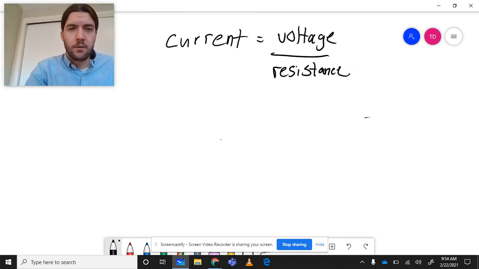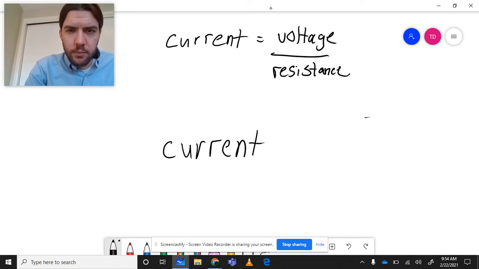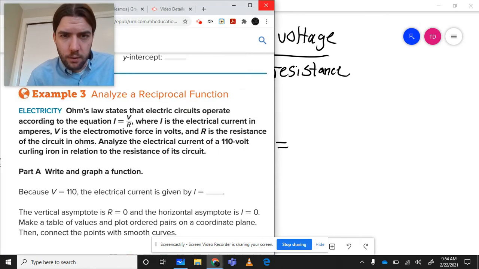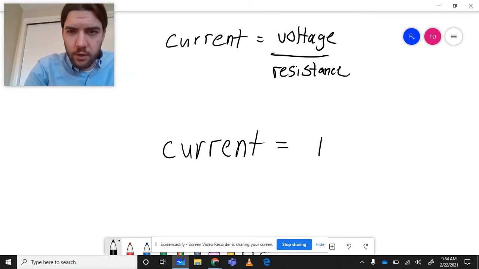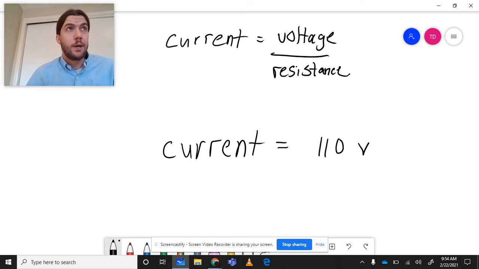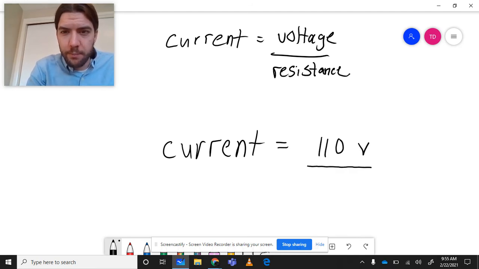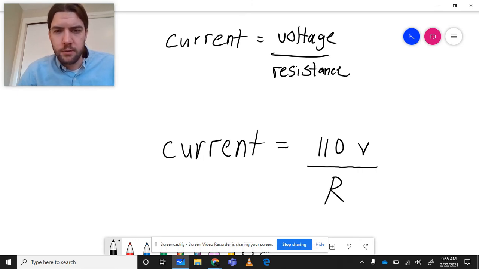So in this case, the current, well, typically in many situations, you'll have a constant voltage. So for example, here we say a voltage of 110 volts for a curling iron. So we have a stable 110 volt current. That's based off the amount of batteries or the size of the battery or how the curling iron is set up, it produces this much pushing force on the electrons going through it. And then you've got some sort of variable resistance.